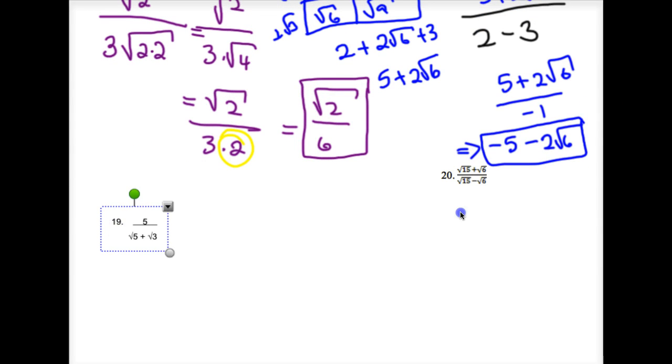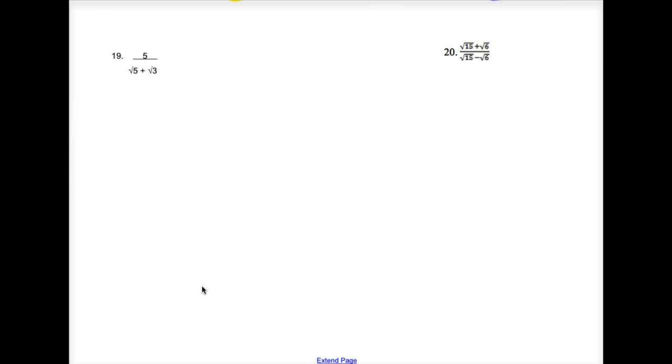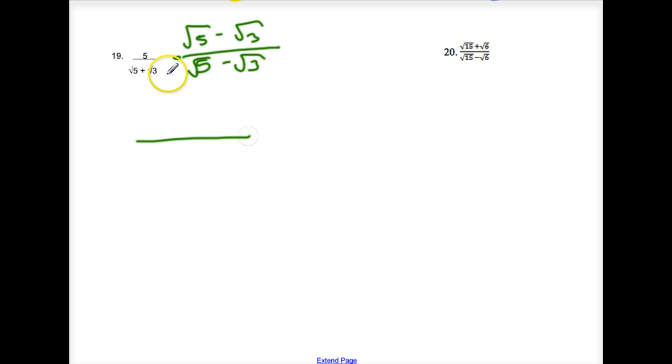Number 19, and then we have 20. So, 19 says, I want to rationalize this denominator. So, multiply by the conjugate. Square root of 5 minus square root of 3 over square root of 5 minus square root of 3. Because that's a difference of squares, I know this will just be 5 minus 3.